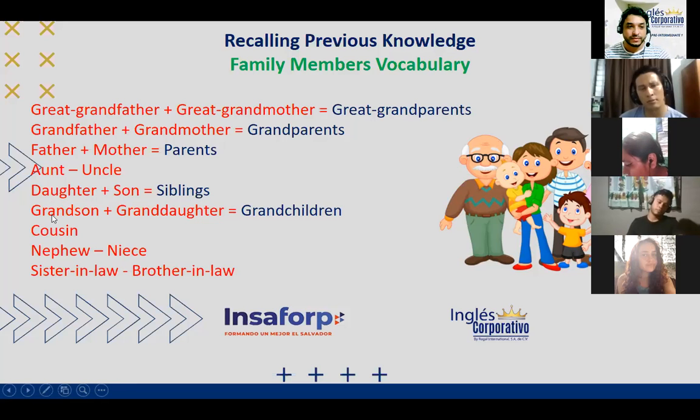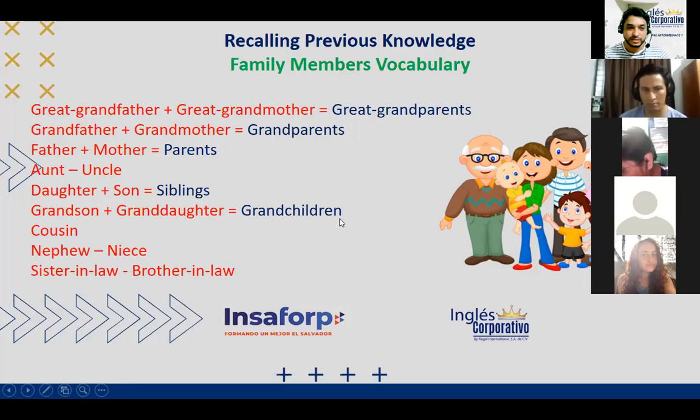Then we have grandson and granddaughter that equals grandchildren. After that, we have cousin, nephew, niece, and then we have sister-in-law, brother-in-law, that I guess you already know what is the meaning. So if you don't have any question, we are going to develop some exercises, some questions about family members. If you don't have any question, we are going to continue with the exercises.